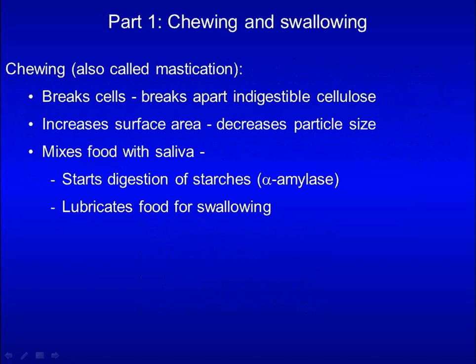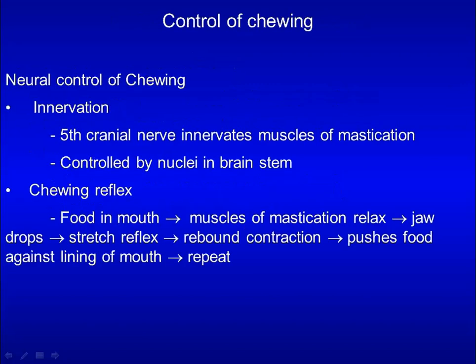Chewing, also called mastication, is a process to break apart cells, increase surface area of food, and mix it with saliva. Especially mixing food with saliva starts digestion of starch with alpha amylase and lubricates foods for swallowing. Most of the muscles of chewing are innervated by fifth cranial nerves, and the chewing process is controlled by nuclei in the brainstem.